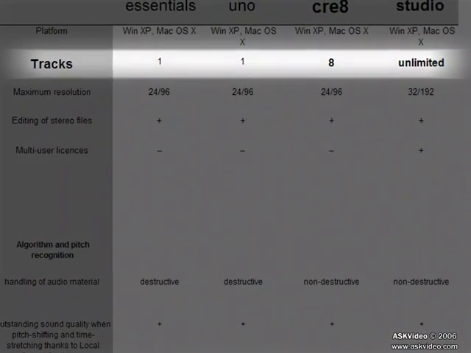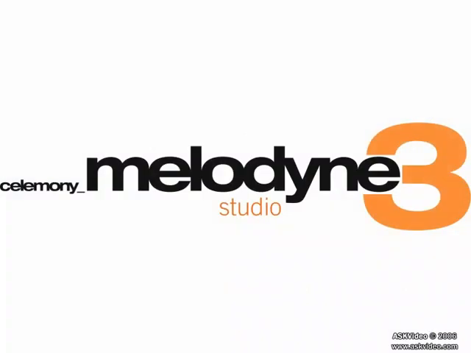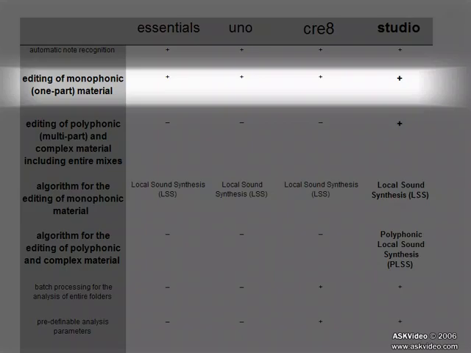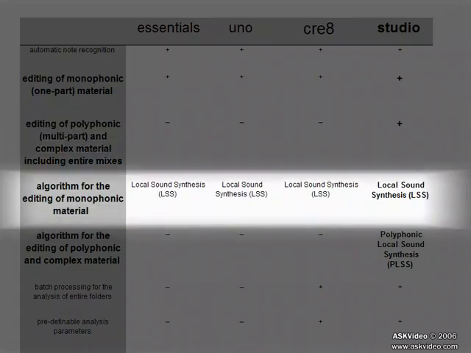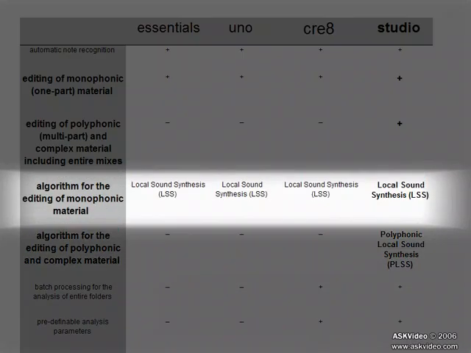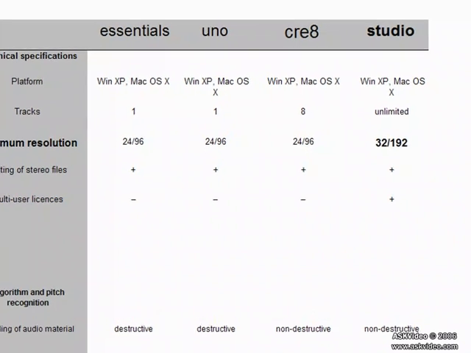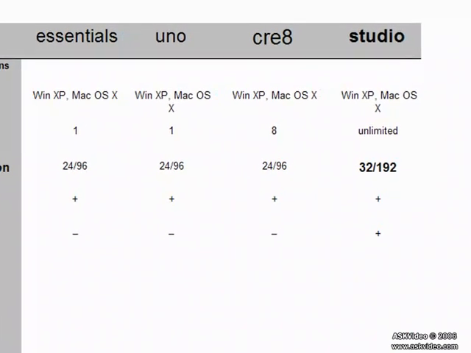Some of you might be saying, well, that by itself is not a big deal, really. Why should I buy Studio then? Well, with Studio, you aren't limited to monophonic material. You can also edit polyphonic or complex material such as full mixes or loops. So Studio therefore has 2 algorithms, local sound synthesis and polyphonic local sound synthesis, while Create only has local sound synthesis. Studio can support higher bit rates and sample rates all the way up to 32-bit 192 kHz.